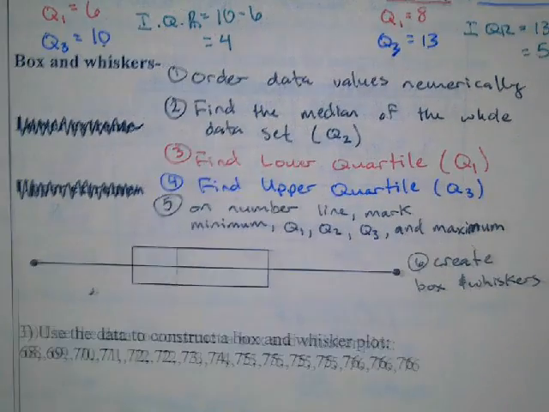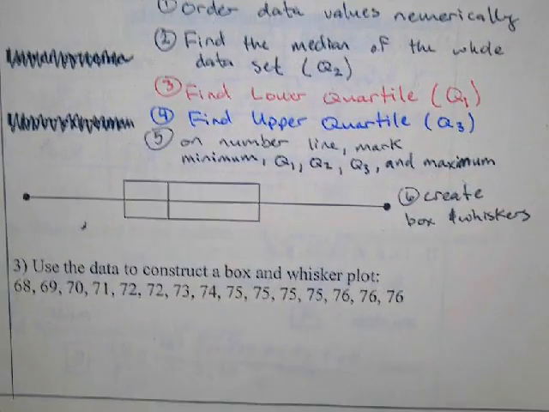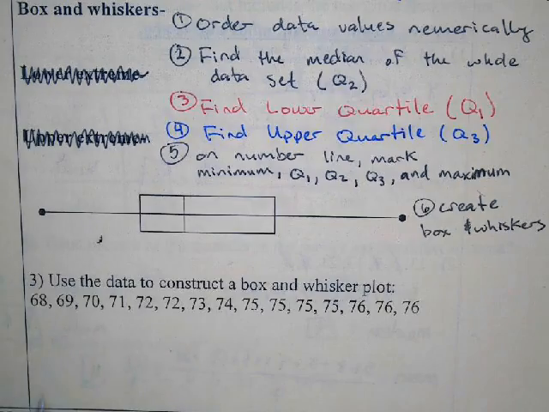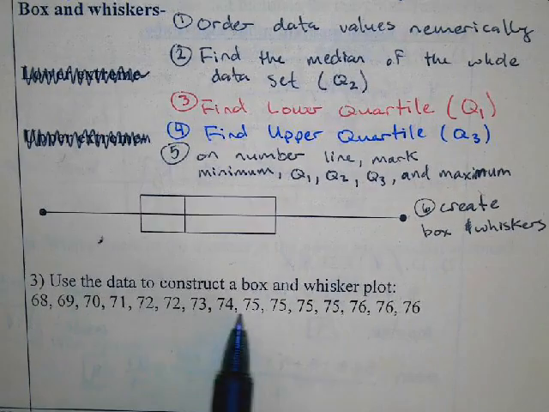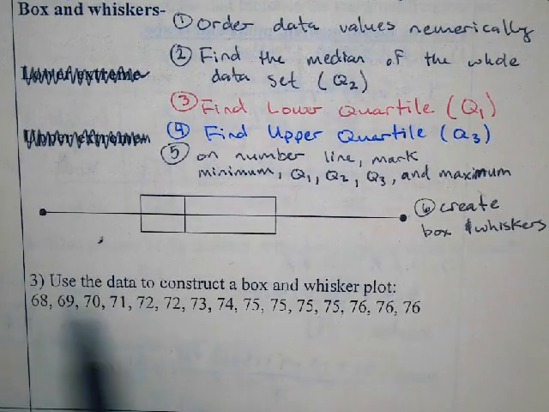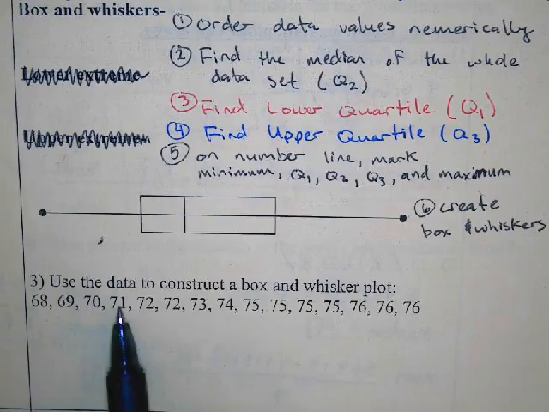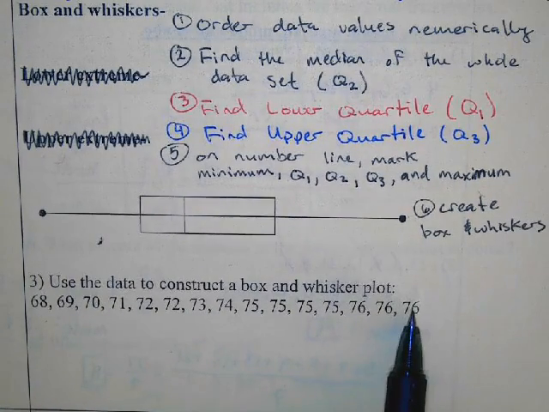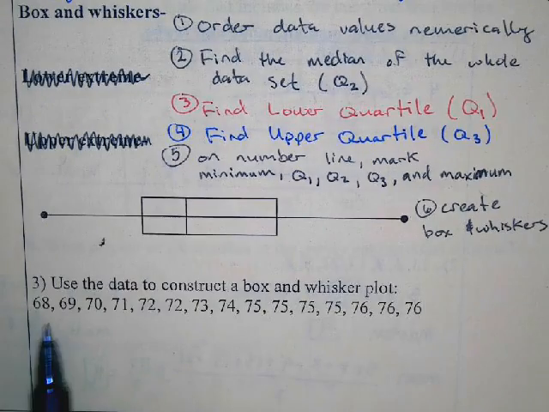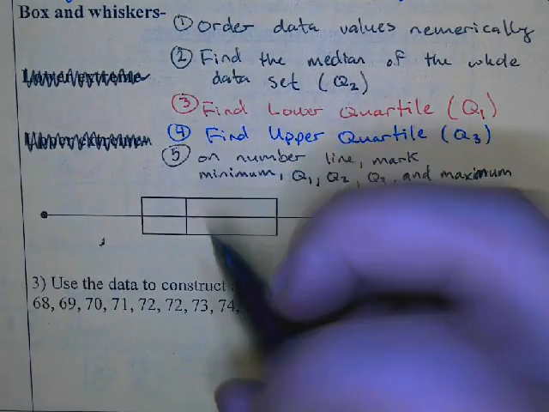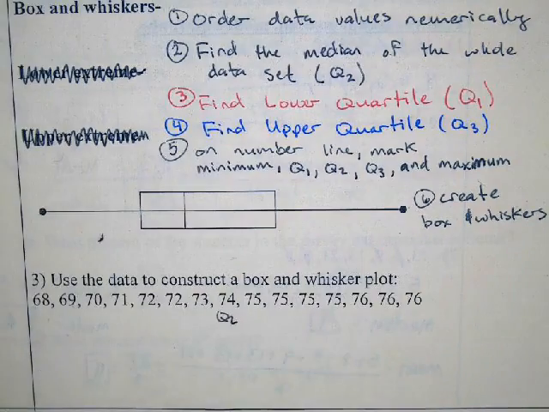Okay, so let's do that with what we are given right here. We have our steps. So step 1 is order the data values numerically, and it looks like this list is already given to us in numerical order, so that works great. Step 2, find the median of the whole data set. So we got to find the median of this entire data set. 1, 2, 3, 4, 5, 6, 7, 8, 9, 10, 11, 12, 13, 14, 15. So it's 15, so my 8th data point will be my median. 1, 2, 3, 4, 5, 6, 7, 8. There's my median. So there's my quartile 2 number right there.